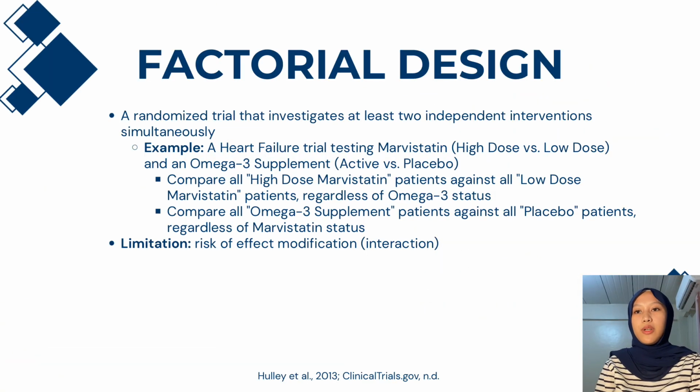First, we have the factorial design, which is a randomized trial that tests at least two independent interventions simultaneously, allowing researchers to answer multiple questions in one study. For example, in a heart failure trial, researchers might test the effects of a drug mirvetuxine and omega-3 supplements. Patients are randomized into 4 groups based on drug dose and omega-3 intake, and this design compares drug doses and the supplement versus placebo efficiently.